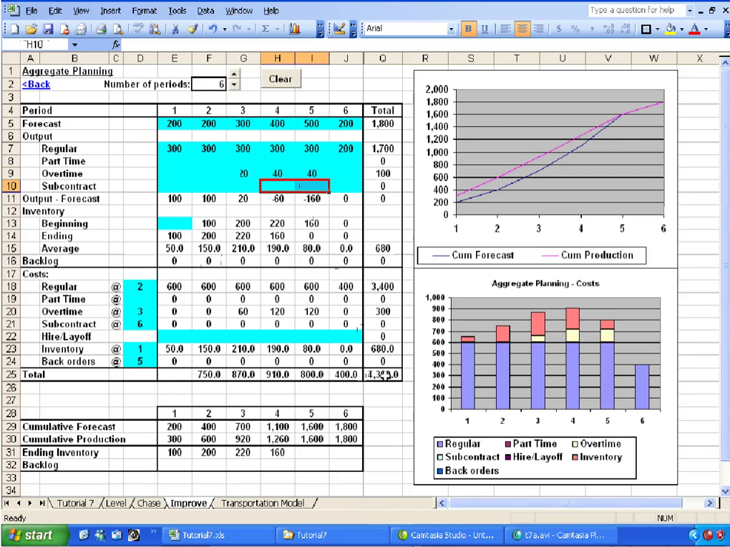This has brought our cost down to $43.80. We can see that we end with 0 inventory and 0 backlog, so we have satisfied demand.